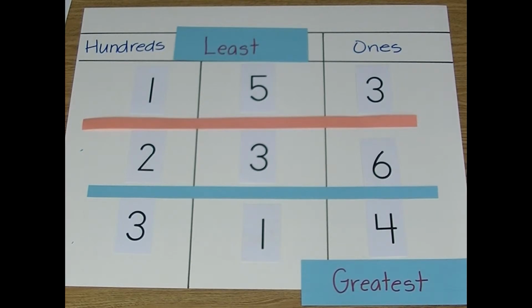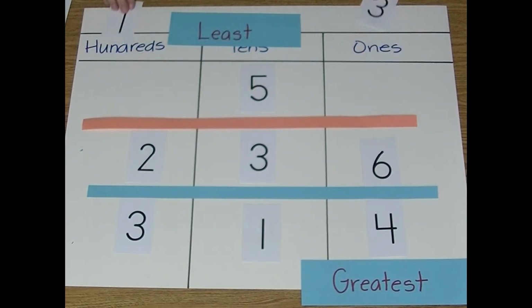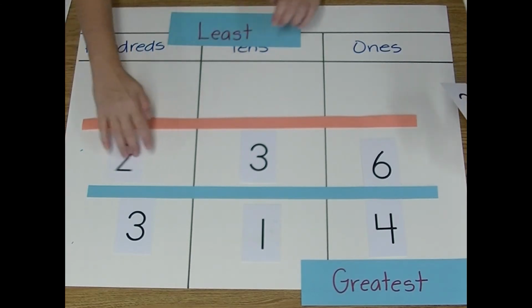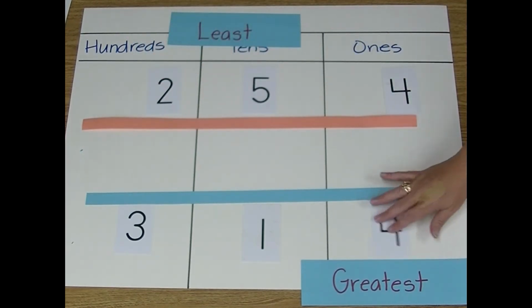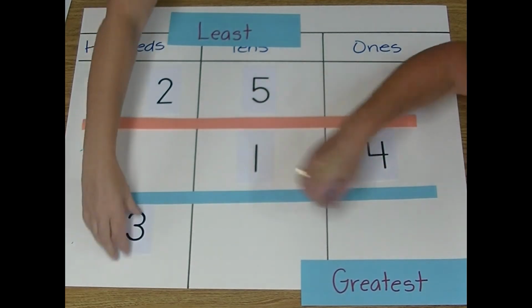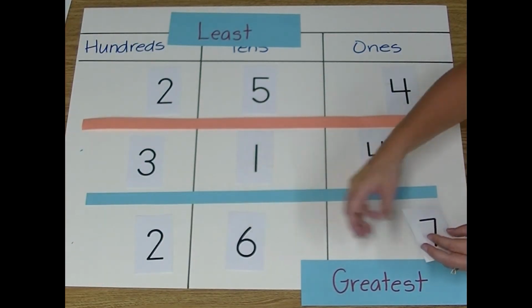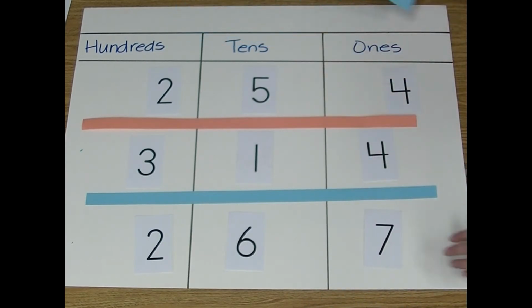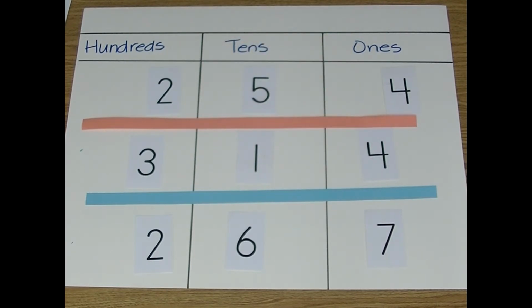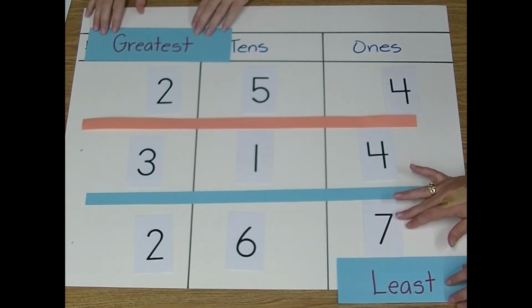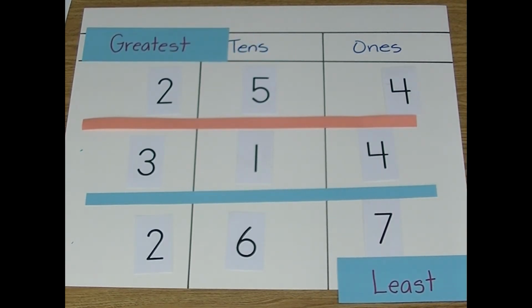Let's compare 3 more numbers. We're going to compare 254, 314, 267. Only this time, we're going to do it from greatest to least. We're going to compare our numbers biggest to smallest. Where are we going to start, boys and girls? In the hundreds. Awesome! So let's look at our hundreds.